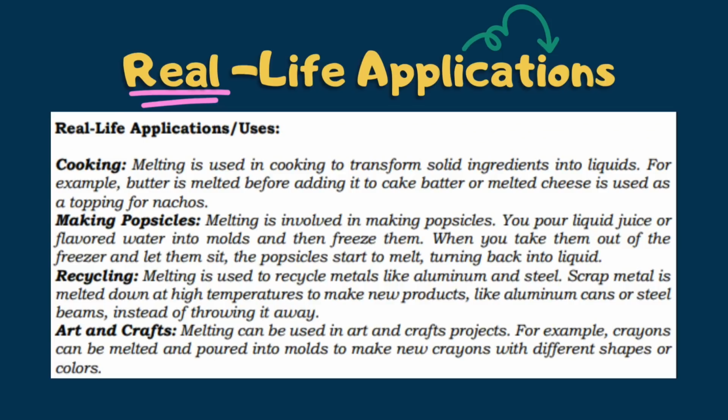Another thing is recycling. Melting is used to recycle metals like aluminum and steel. Scrap metal is melted down at high temperatures to make new products like aluminum cans or steel beams instead of throwing it away. And another one would be art and crafts. Melting can be used in art and craft projects. For example, crayons can be melted and poured into molds to make new crayons with different shapes or colors.